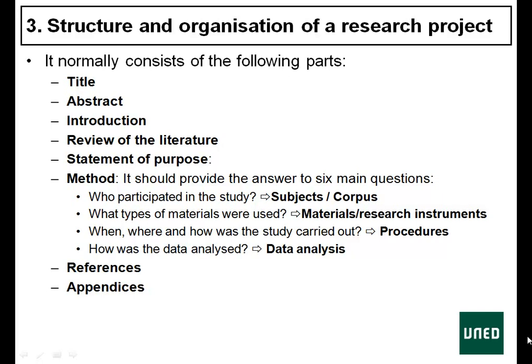Then we normally have the abstract, which is included after the title and summarizes the research project. It is normally between 100 and 300 words, but this may vary depending on the journal where we are planning to publish the work. Then there is an introduction that gives the general background to the research project and indicates the area of study in which this fits, as well as the specific field of specialization of the topic investigated.